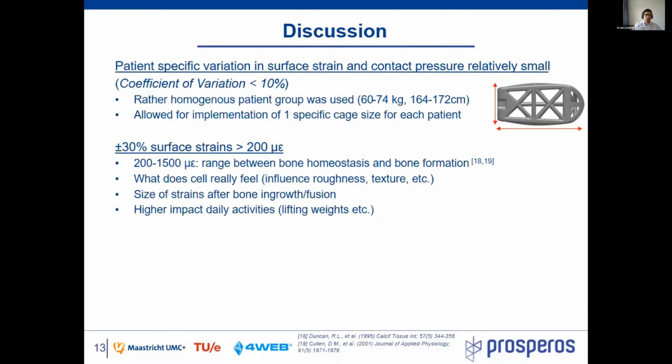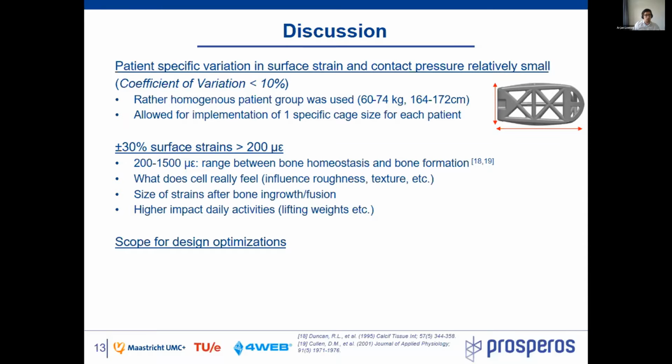Additionally, we predict the surface strain with this mechanical model, and we cannot translate it directly to what a cell would feel, because we would also have to take into account the influence of the roughness and the texture of the material. And we only looked at the situation directly after surgery, so new bone ingrowth is not included yet. And of course, it would also be interesting to look at other daily activities with a higher impact than only extension and flexion, but for example, also lifting weights or other higher impact activities.